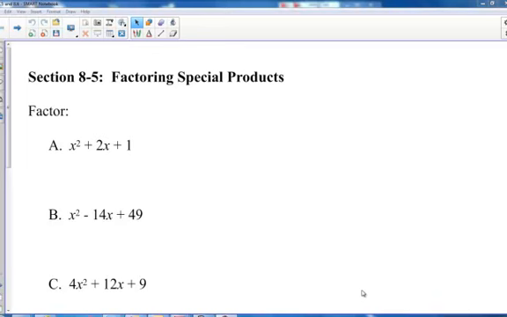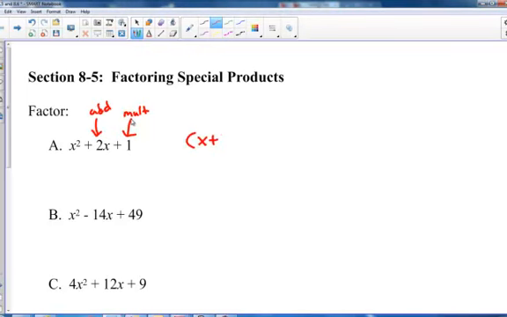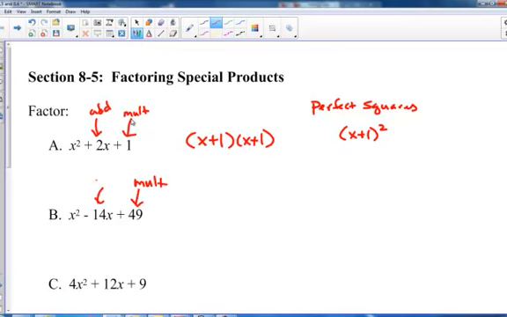If you were to look at this, any two numbers that multiply to give you 1 and add to give you 2 are 1 and 1. And this is called perfect squares because we could write this as x plus 1 squared. In the next one, the two numbers that multiply to give you 49 and add to give you negative 14 are negative 7 and negative 7. Again, that's perfect squares because we could write that as x minus 7 squared.